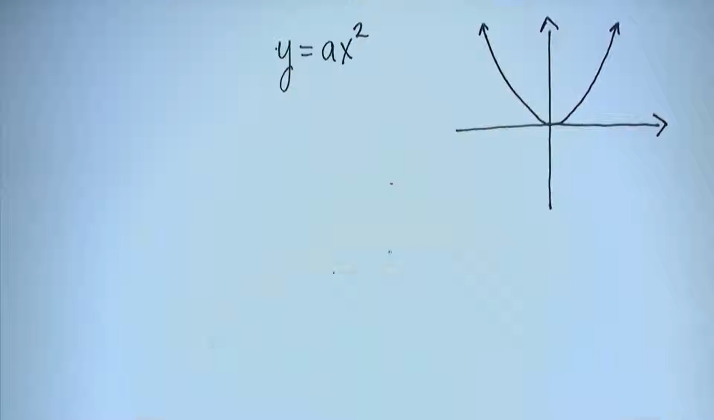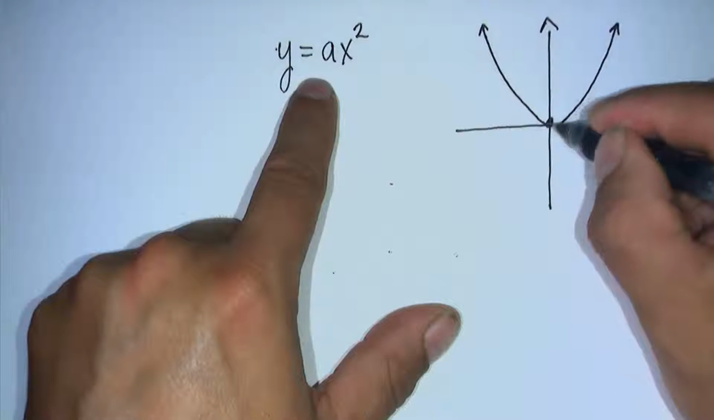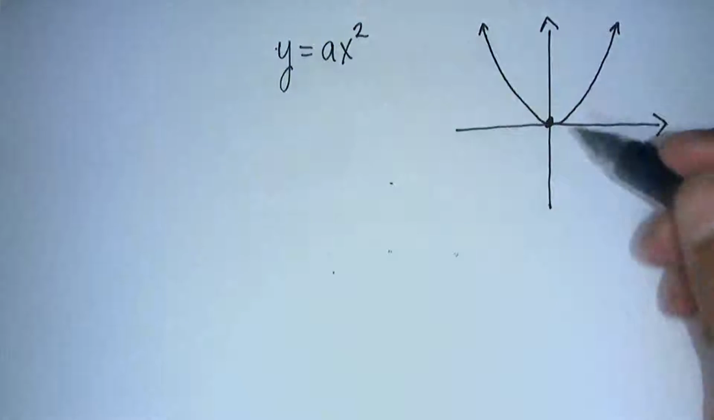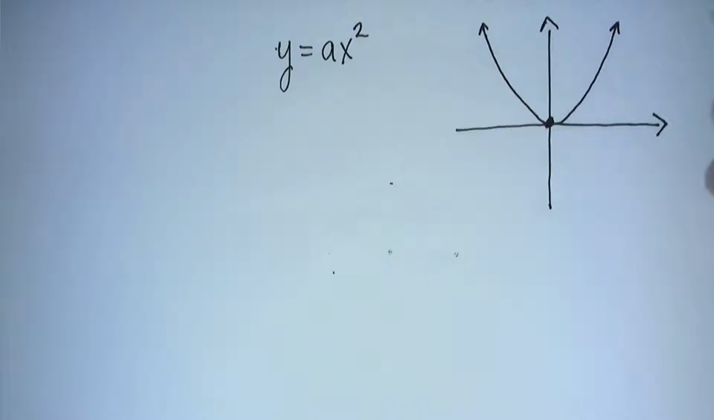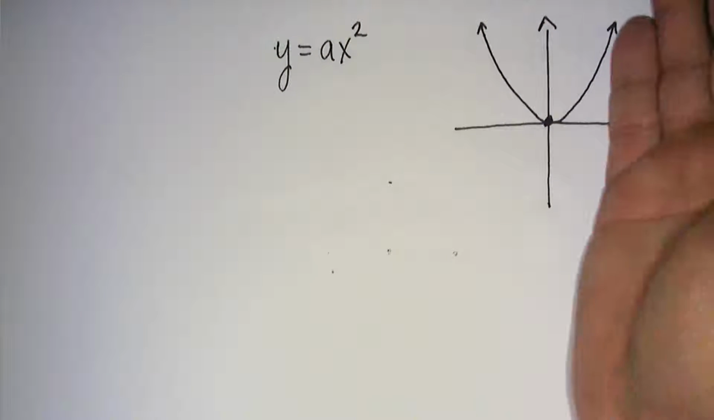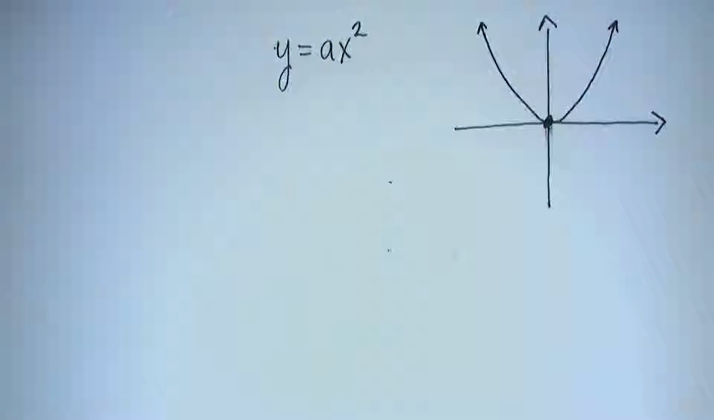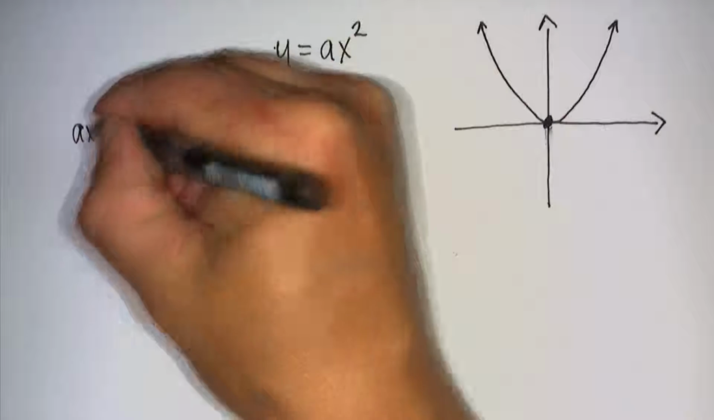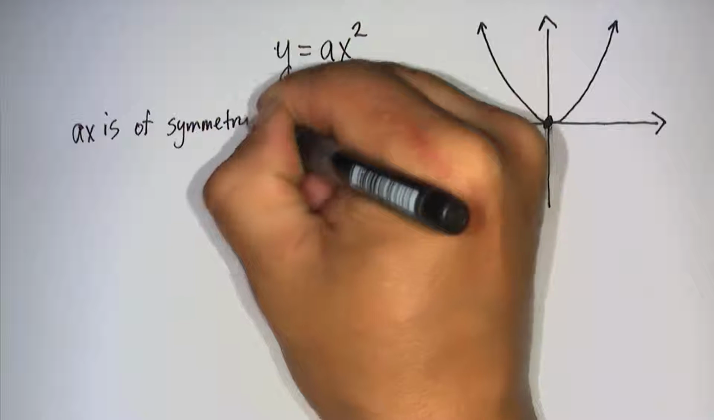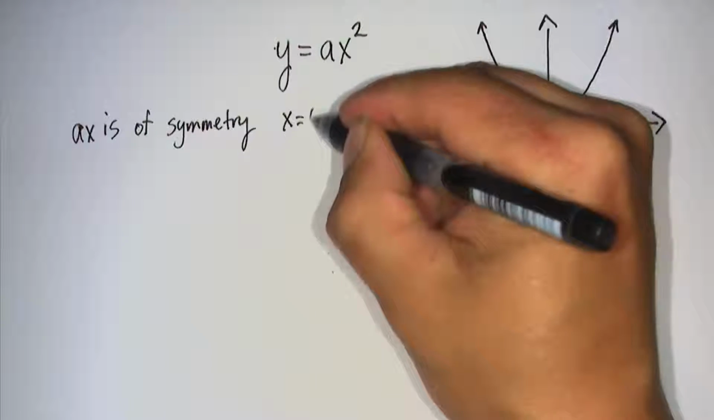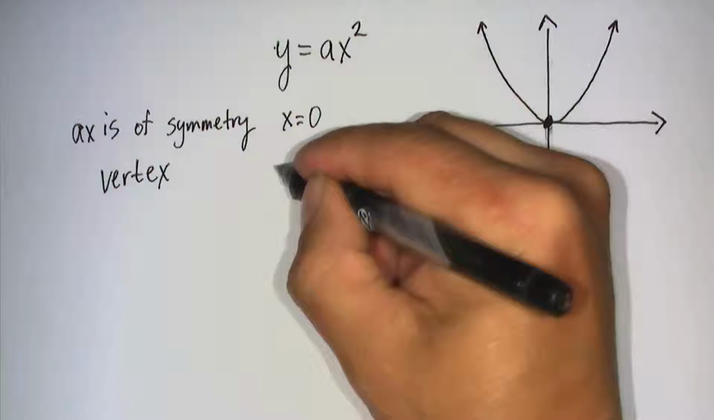What I want to point out about this is not so much how much it stretches, but where the vertex is. It's at 0, 0. The vertex is the center of the parabola. It is the axis of symmetry. In other words, I could fold this in half. It splits it right down the middle. The vertex will split the parabola right down the middle. So the axis of symmetry is the line x equals 0, and the vertex is at 0, 0.